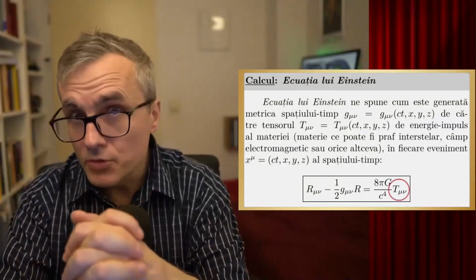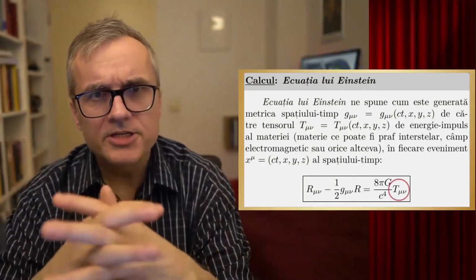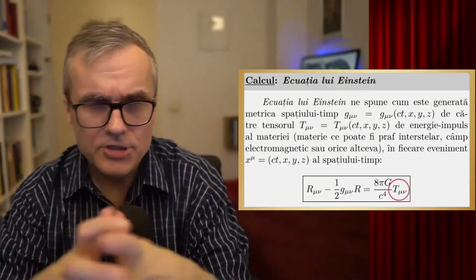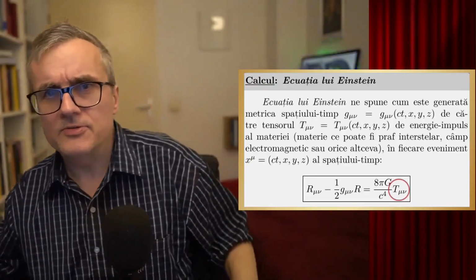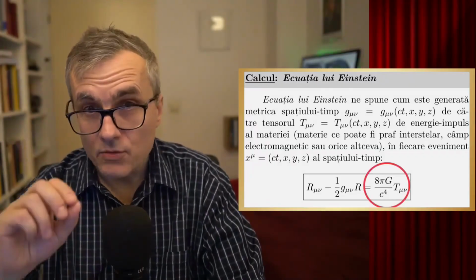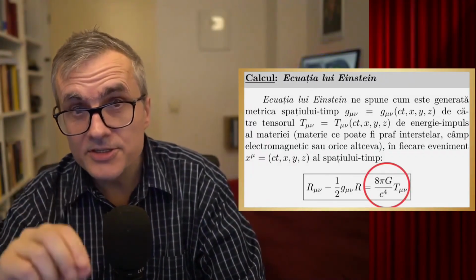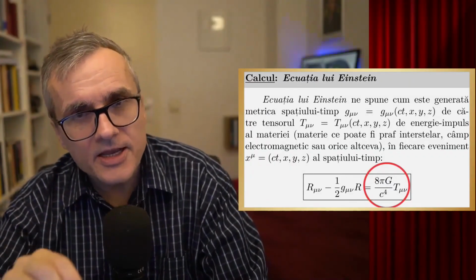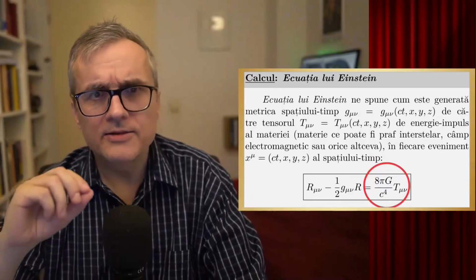The energy-momentum tensor of matter is then placed in the so-called Einstein equation, which shows us how energy curves space-time at each of its events. The equation looks like this. On the right side, we recognize the energy-momentum tensor of matter, T mu nu, together with Newton's constant, G, and the speed of light, c.